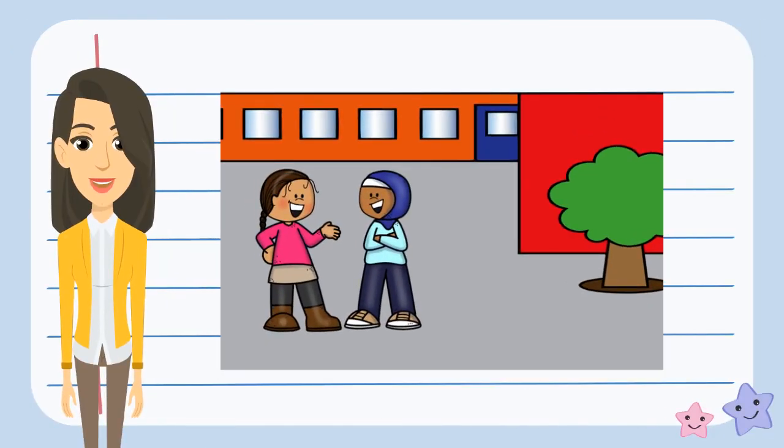Then you can talk about how you're feeling with your friend. Make sure you use words such as, I was hurt when, or it hurt my feelings when. That way, you're describing how you're feeling. Your friend may not know.